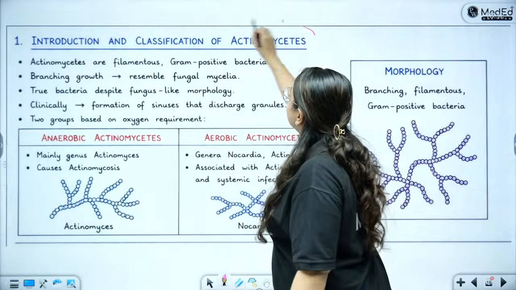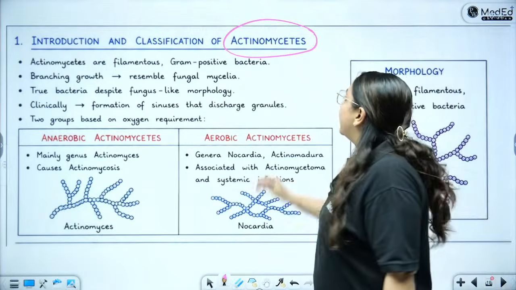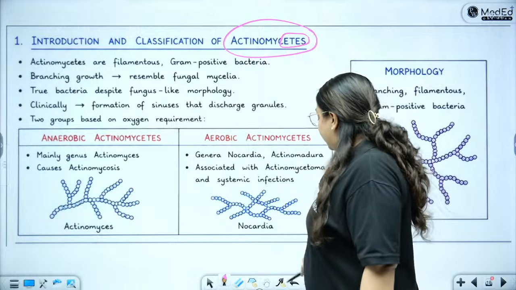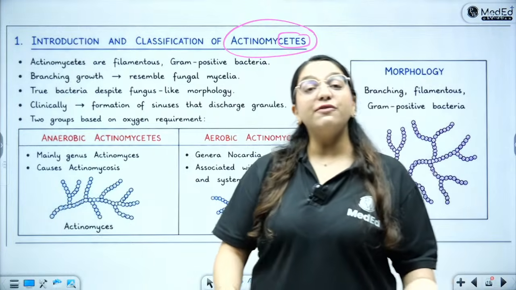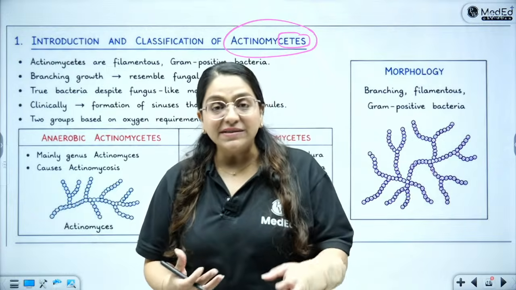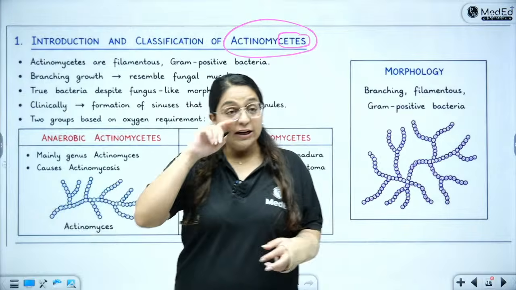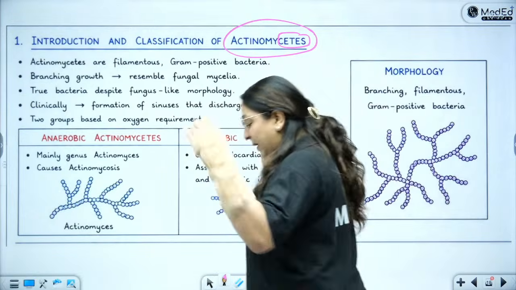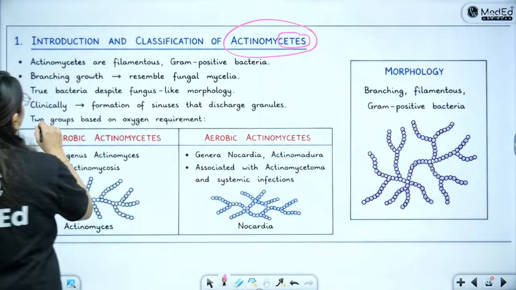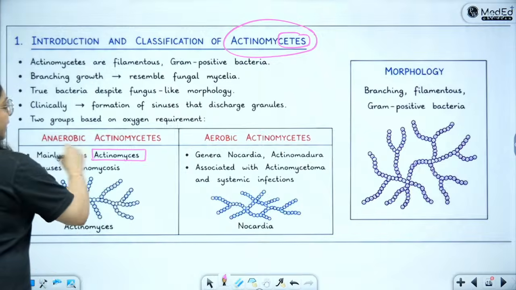चलो जी, next आ गए हम Actinomycetes पे. What is Actinomycetes? Whenever I add cities to anything, it becomes the family. Okay, it is a family which includes Actinomyces and Nocardia and Actinomadura and everything. So Actinomycetes is the family. In Actinomycetes, you have the bacterium whose name is Actinomyces.